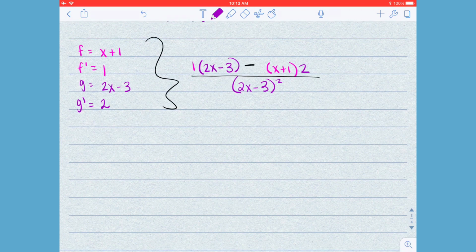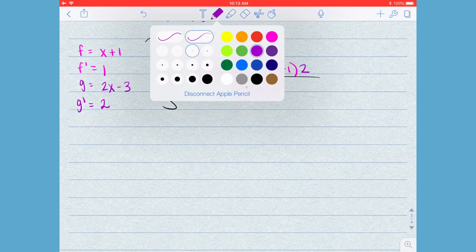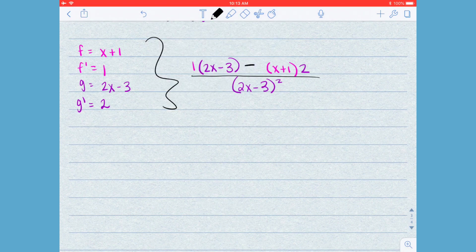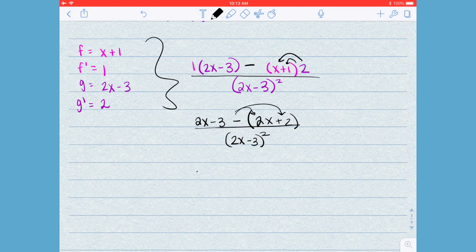And so now I need to simplify. So looking at my numerator, I'm multiplying 2x minus 3 times 1, so that's just 2x minus 3. Minus, I need to distribute in my 2, so that's 2x plus 2, all over my 2x minus 3 all squared. But notice that you are subtracting a function, so that negative sign needs to distribute in. So I get 2x minus 3 minus 2x minus 2 all over 2x minus 3 all squared.